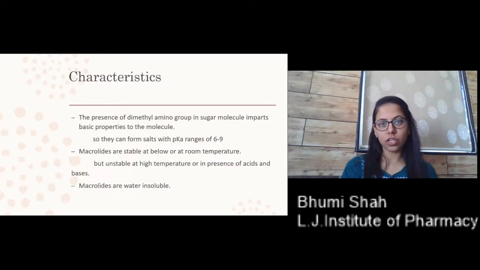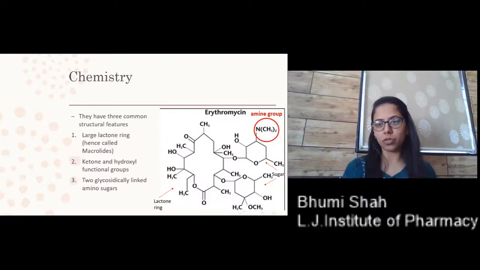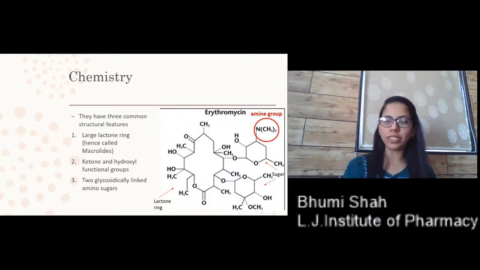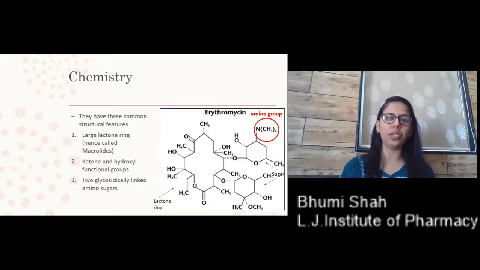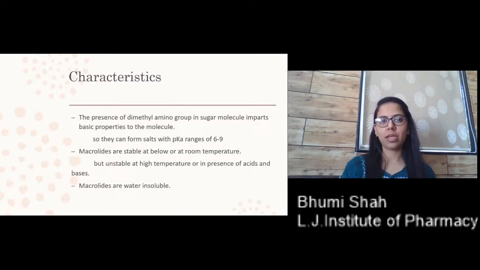Now the general characteristics of macrolide antibiotics. In this structure I have circled the dimethylamino group present on the sugar molecule, which imparts basic characteristics to the antibiotics. Due to this property, they can form salts at a pKa value of 6 to 8. These antibiotics are water insoluble and stable at or below room temperature, but they are unstable at higher temperature as well as in the presence of acid and base.